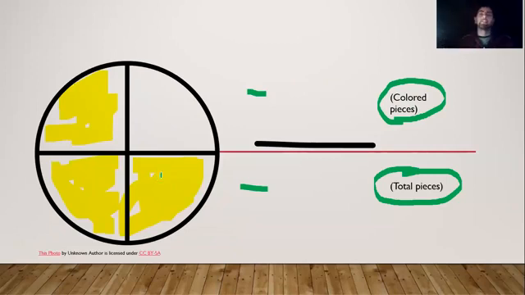3? That's exactly right. Good job, Johnny. There's 3. Now, how many total pieces do we see in this circular diagram? 1 more. 1 more? Exactly. So what's 1 more than 3?